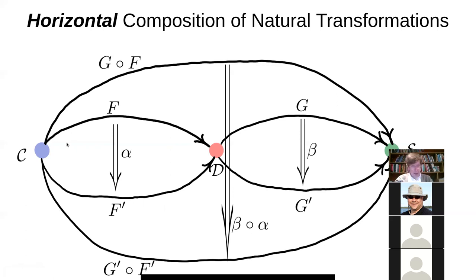Because we can get to it this way, or we can get to it this way. And look, we know how to get from F to F prime. We know how to get from G to G prime via beta. So surely we should be able to get from G after F to G prime after F prime. But how are we going to do that?